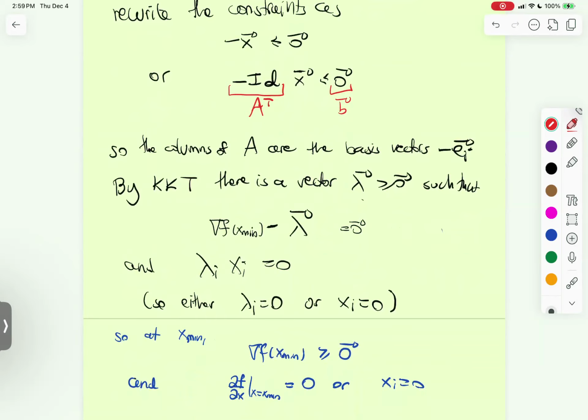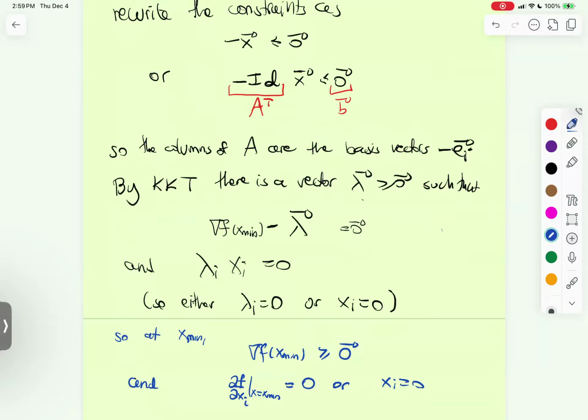A more fancy way of writing this is that if you are at a local minimum of the function, two things must happen. The gradient is greater or equal to zero, in the sense that every entry of the gradient is non-negative. That's what I mean by this. Every entry of the gradient must be non-negative, and either one of the partial derivatives of the gradient is zero, or, if that doesn't happen, then it's the corresponding variable xi that is zero.